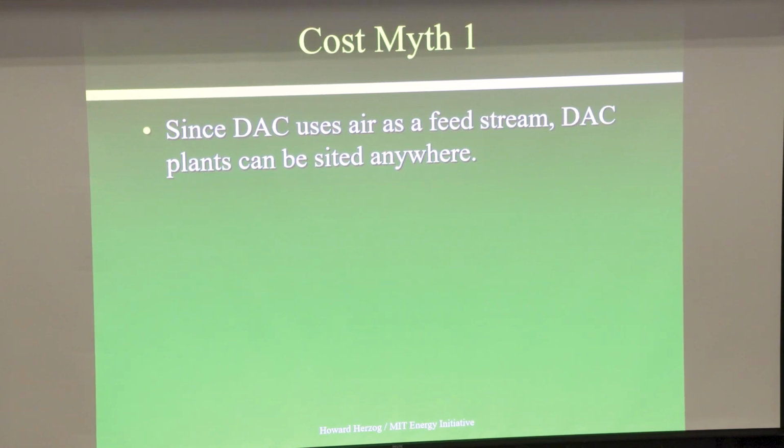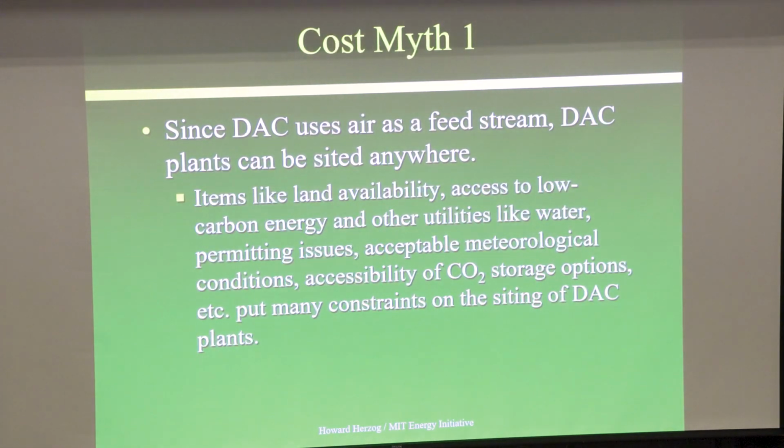If you look, once again, at the literature, there's a lot of things people say to promote direct air capture. One thing they say is it uses air as a feed stream, so the plants can be sited anywhere. That's true, air is everywhere, but siting is a complicated issue. There's lots of things you have to worry about: land availability, access to low-carbon energy, access to water, permitting issues, acceptable meteorological conditions, accessibility of storage options, among other things.